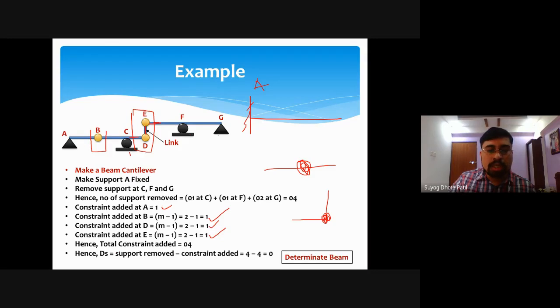Hence total constraint added will be 4: 1 plus 1 plus 1, plus this at A will be 1. And the number of support reactions removed are 4: 1 at C, roller support, 1 at F, roller support, and 2 at G, hinge support. So 4 is this and 4 is the constraint added. So 4 minus 4 is 0. So again, it is a determinate beam. Okay, simple.